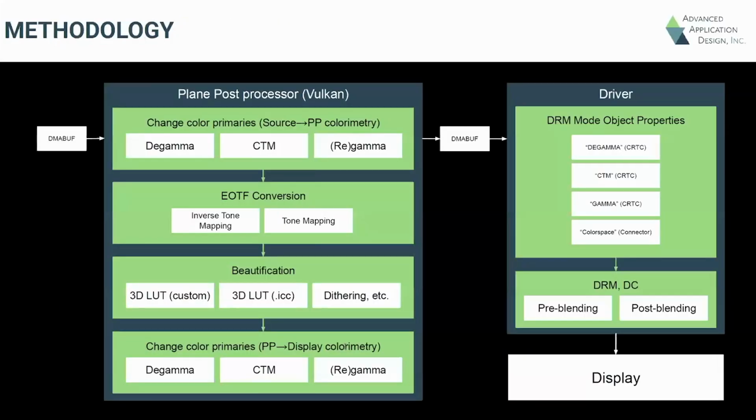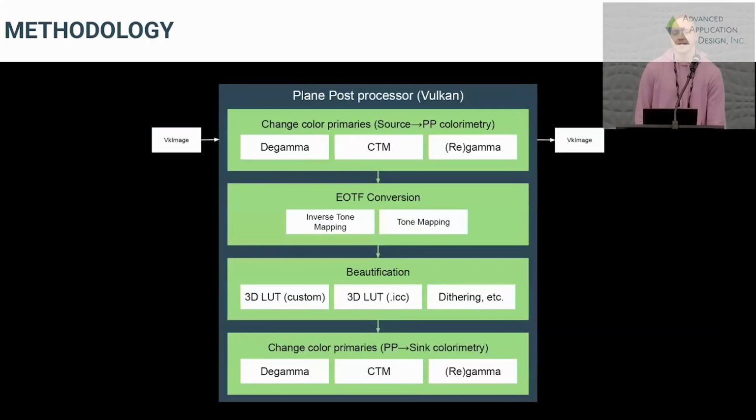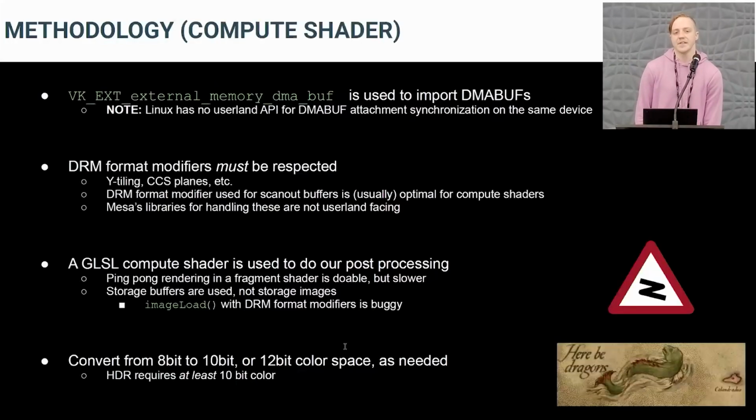So again, this is the methodology. We take our DMA buff, which represents the scan-out buffer contents, and we import it into a compute shader in Vulkan. We then change its color space to the color space of our post processor, do tone mapping and inverse tone mapping as required, beautify it if we really want to, and then change it to our display color imagery. Obviously, we're importing the DMA buff into Vulkan directly, so our input and output does not have to be a DMA buff. It can be something like a VK image, in which case the methodology is effectively the same. We use the extension external memory DMA buff for Vulkan to do this.